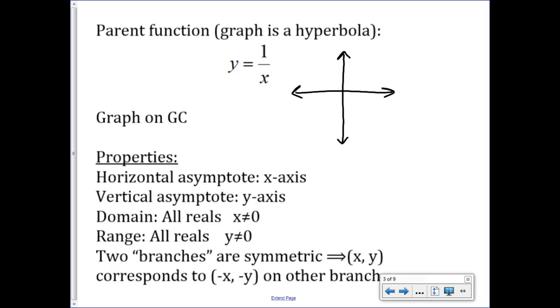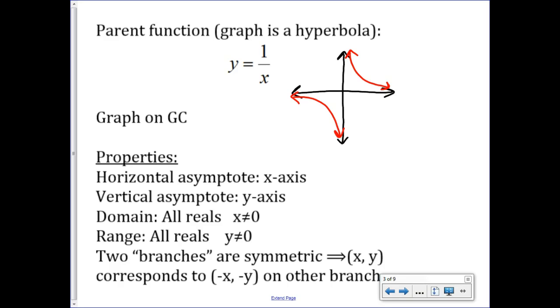And this parent function, the hyperbola, takes up the first quadrant and the third quadrant. And you should see that it has vertical and horizontal asymptotes. It shows you that in the properties. So horizontal asymptote on the x-axis and a vertical asymptote on the y-axis. So our domain and range then is all real numbers except x can't equal 0 and y can't equal 0 on our range. There are two branches.